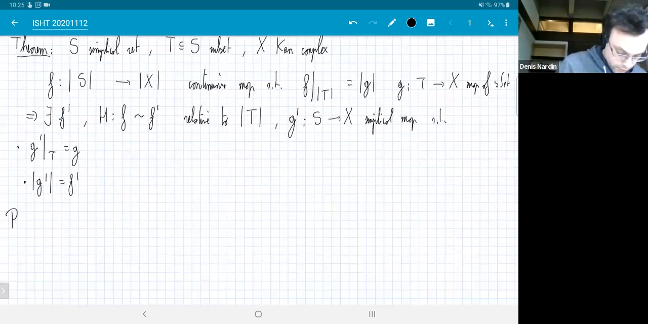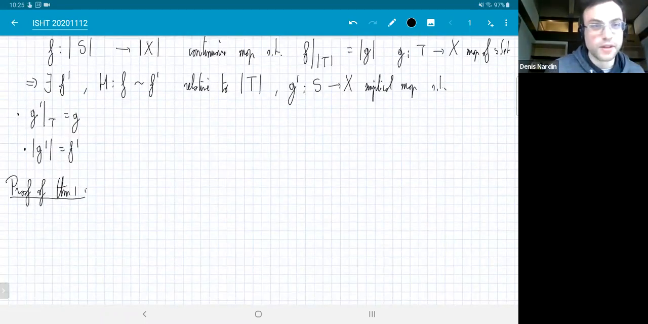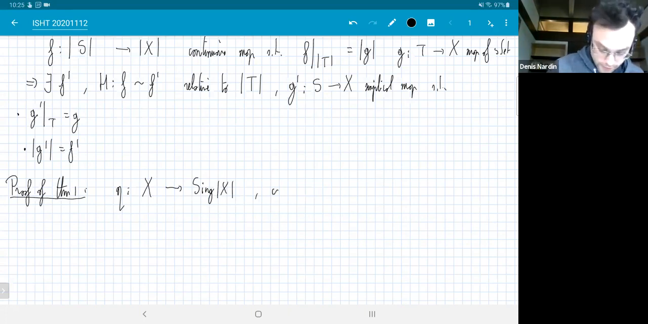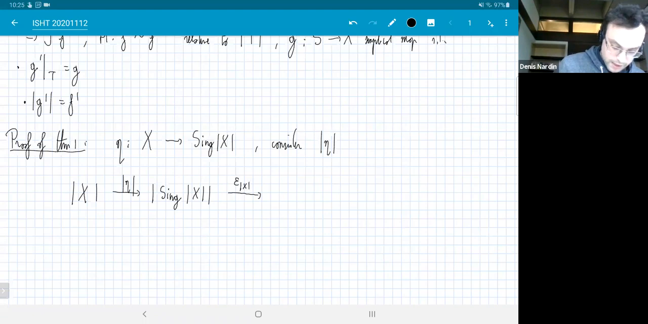So, okay. Proof of, let's say theorem one. Let's call this theorem one. It doesn't look like the proof of the previous theorem, which I'm not going to give. So remember, we have this map eta from X to Sing of the geometric realization of X. And the trick is to consider the geometric realization of eta. And this is a map like this. And it comes with this epsilon map, this co-unit, applied at the geometric realization of X.